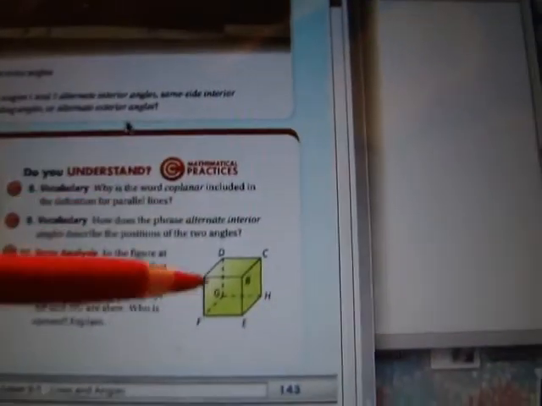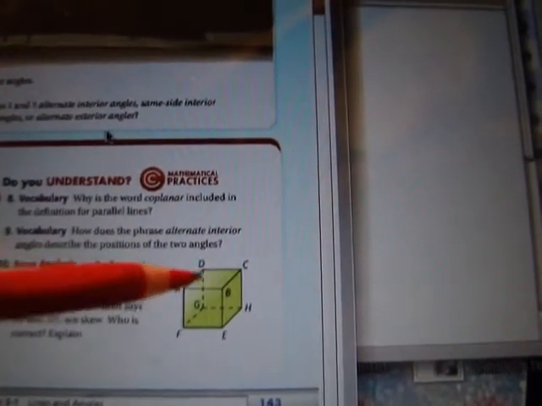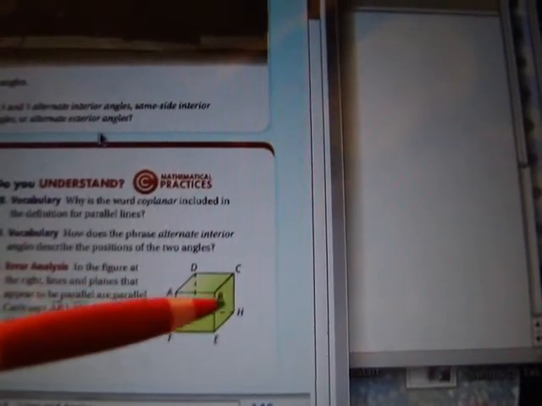Alright, number 8. Why is the word coplanar included in the definition of parallel lines? Well, parallel lines, such as AD and CB here, they're in the same plane. See, these parallel lines are on the top, or these parallel lines are on the right side. Coplanar means lying on the same plane.